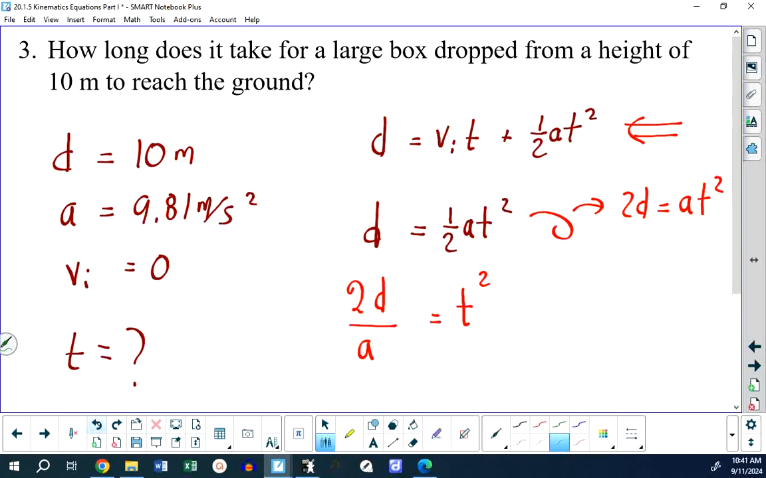And then, from there, I say, well, I want to get t by itself, so I would have to divide both sides by a, and then I can take the square root. So again, you could put the numbers in to begin with. I just prefer not to in this case.